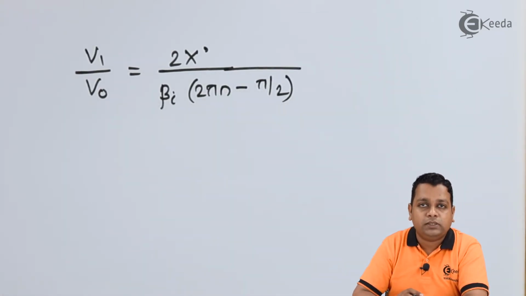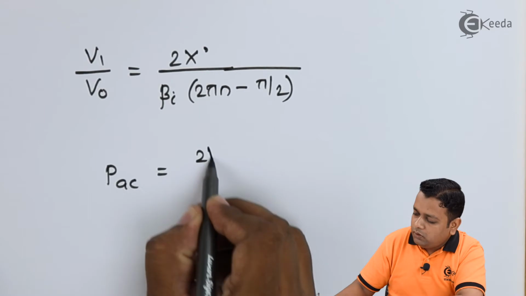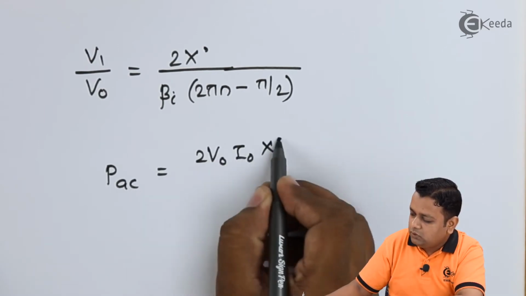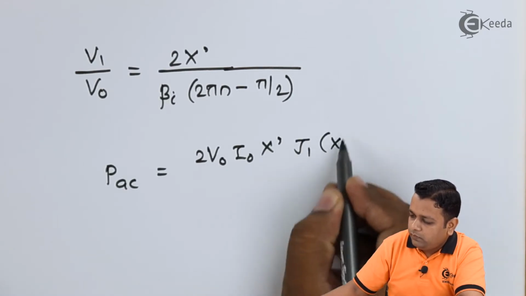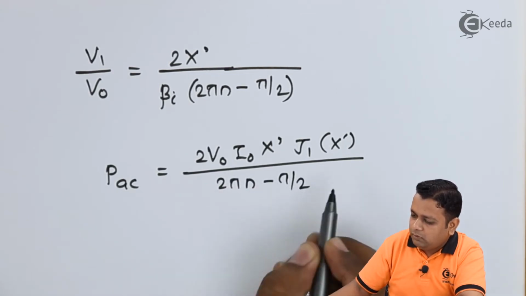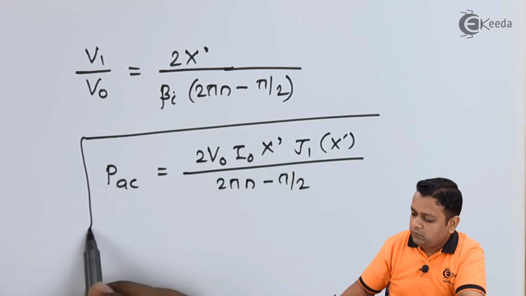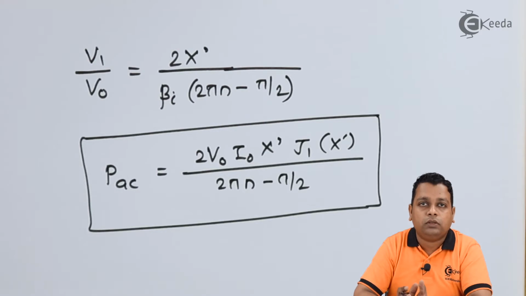Finally, P suffix AC can be given as twice V0 into I0 into bunching parameter x dash into J1 of x dash divided by 2 pi n minus pi by 2. So I outline this equation for the power delivered to the load. Now we have equations for both the PDC and PAC. Now we can take the ratio of the two. So after knowing the output power, this ratio will give us the efficiency of the device.